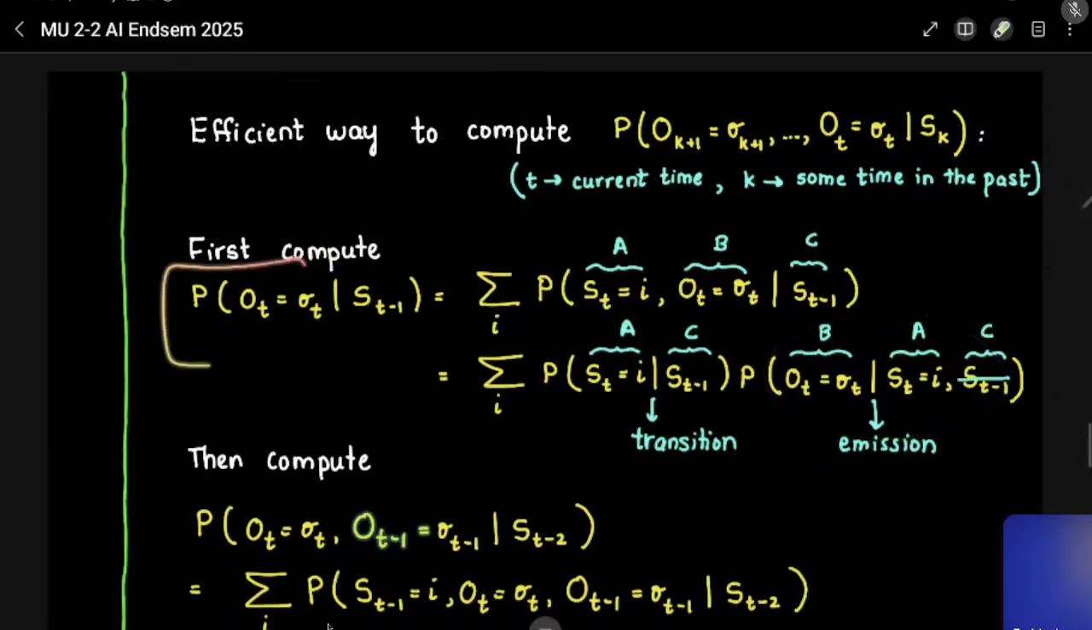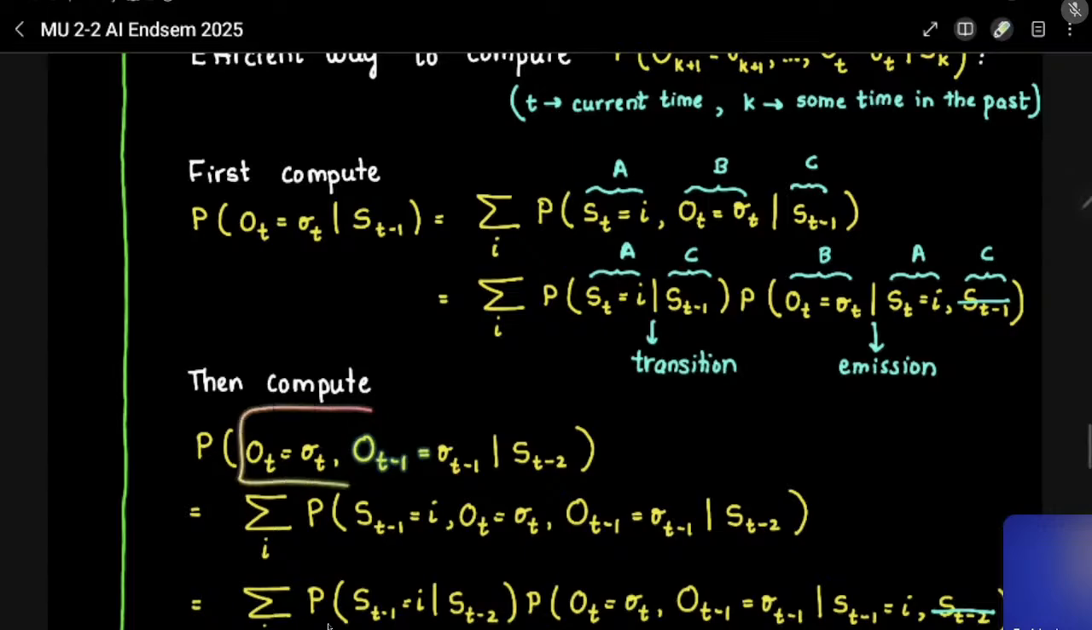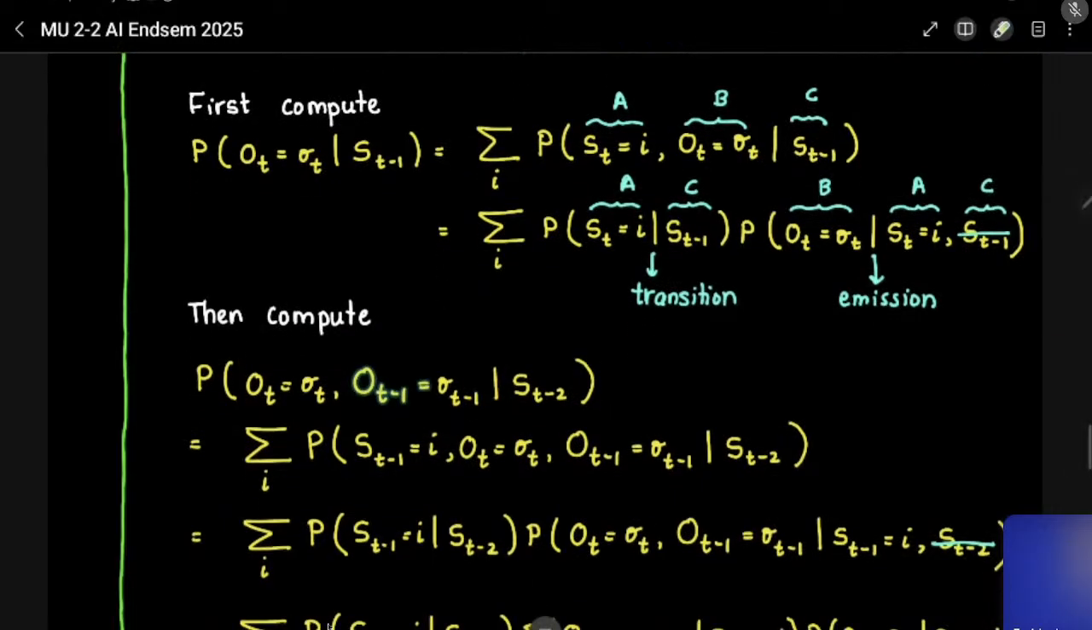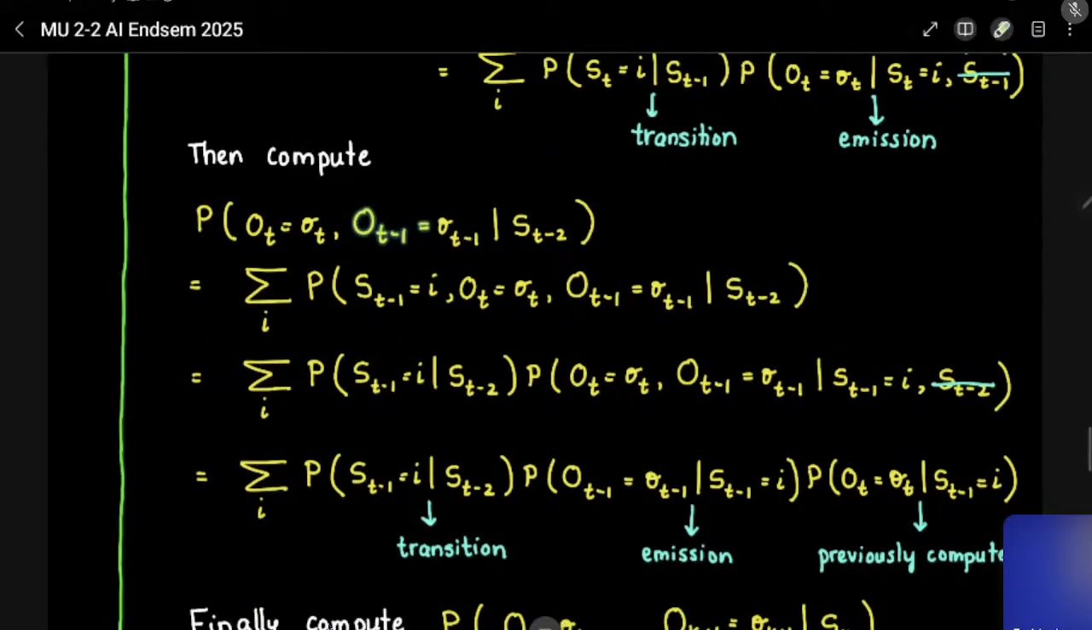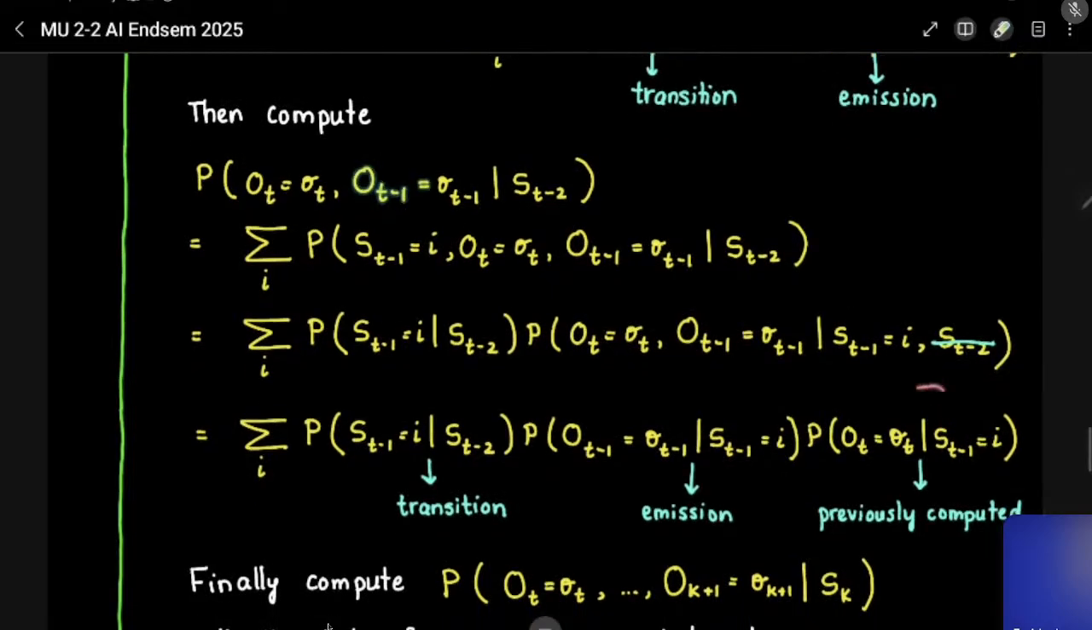So after you computed this part, now you compute the probability of the sequence of observations at time t and time t minus 1 given the state s_(t-2). So this is like a pattern. You follow this pattern, you'll realize where we are going, because once you simplify this, you'll be using the probabilities that you previously computed. If you look at this, this is the probability of O_t given S_(t-1), and we're using the same thing here.